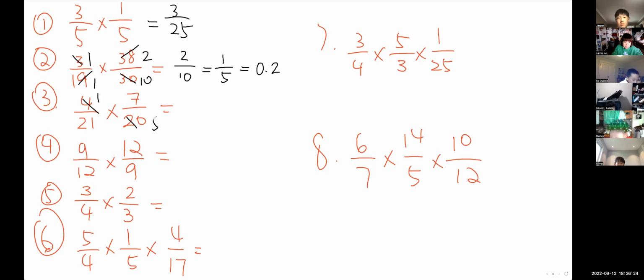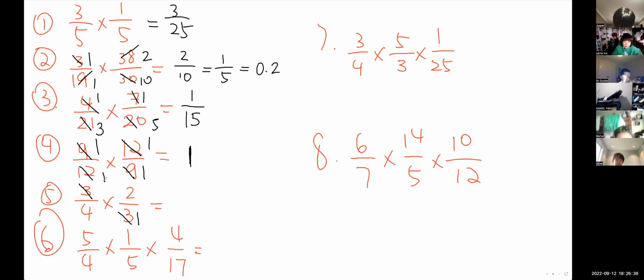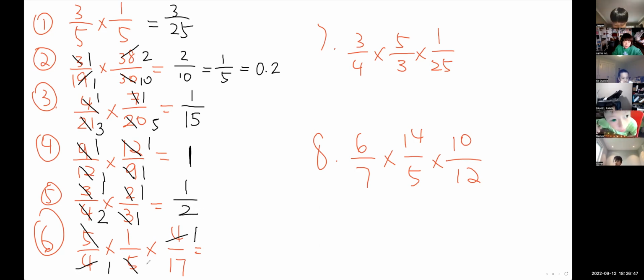1 and 5 because both divided by 4, and 7 and 21, 3 and 1. So the answer is 1 over 2. 9 and 9 divided by 1 and 12 and 12 divided by 1. So the answer is 1. 3 and 3, 1 and 2 divided by 2 equals 1. 4 divided by 2 equals 2. So 1 over 2. 4 and 4 is 1. 5 and 5 is 1, so it's gone. So the answer is 1 over 17. I'm sorry, this one I can convert into 0.